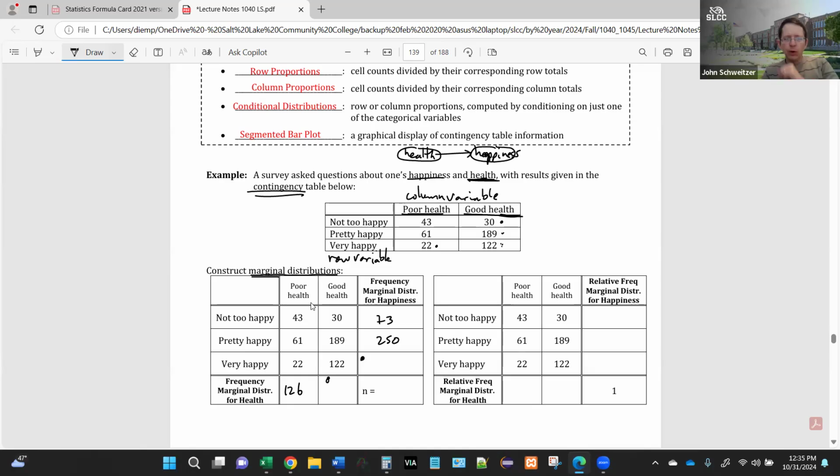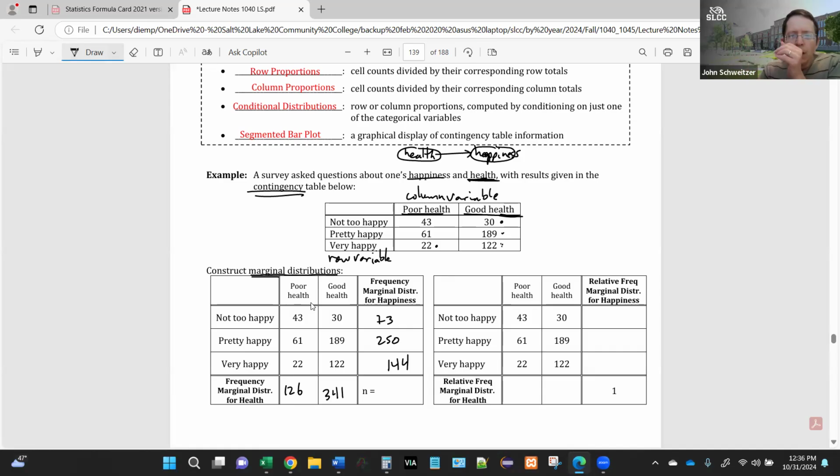So does anybody have it? What would be the marginal distribution for very happy, or what would be the frequency there? Great, thank you, Noah, having 144. And then if we add vertically here, 341. Okay, so it's just addition, but it's smart addition. We're adding in a table that's organized in a way that I think will help us understand this relationship.